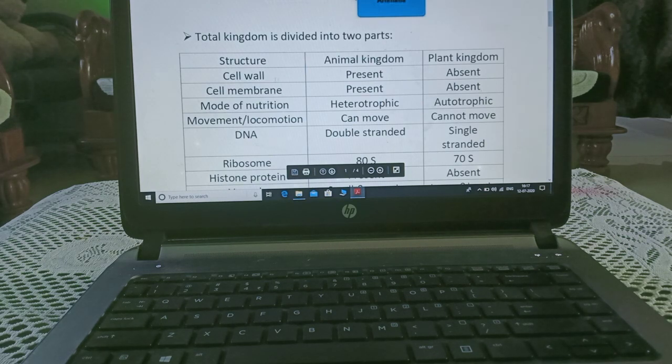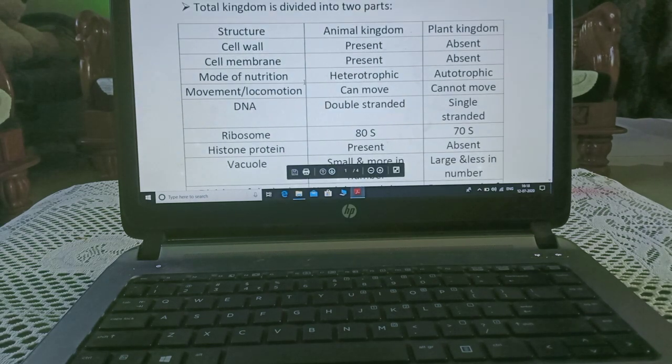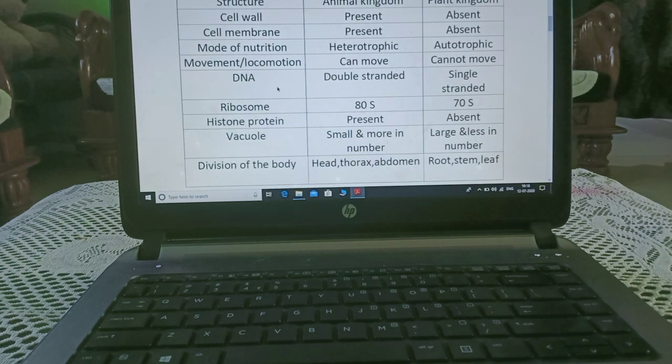Structure: cell wall, in the animal kingdom it is absent, in the plant kingdom present; cell membrane present in both. Mode of nutrition: in the animal kingdom heterotrophic, they are dependent on the plants for their food; plant kingdom autotrophic, they prepare their food themselves by the process of photosynthesis. Movement or locomotion: animals can move, plants cannot move. DNA: animal kingdom double stranded and plant kingdom single stranded.